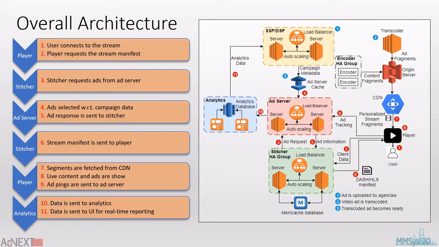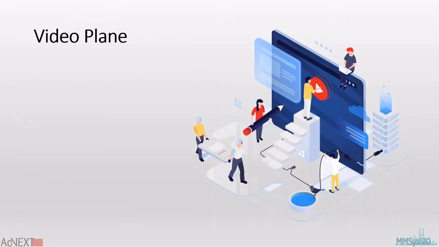And receiving the manifest, the player starts pulling segments from the CDN and plays the content basically. When an ad is displayed, the player sends the tracking information that the stitcher adds into the manifest file to the ad server. And when the ad server is pinged, it gets the user information from the player and then stores that into an analytics database, which in turn is used to display all these metrics in the SSP and DSP platform. So let's have a closer look at the video plane.